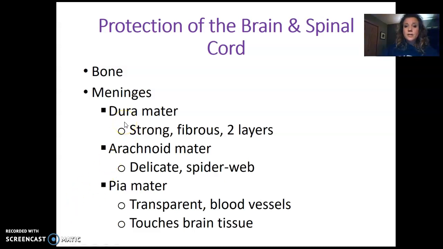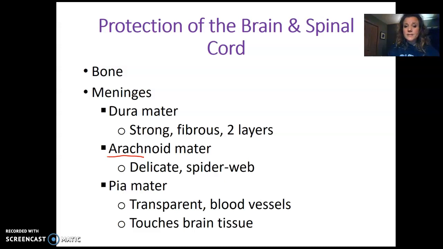The dura mater is the most superficial layer. Dura means strong, and mater means mother. So this is the strong mother. So it's protective over the nervous tissue. It's strong, it's fibrous, and it's bilayered. The layer that is deep to the dura mater is called the arachnoid mater, and our root, arach, means spider.